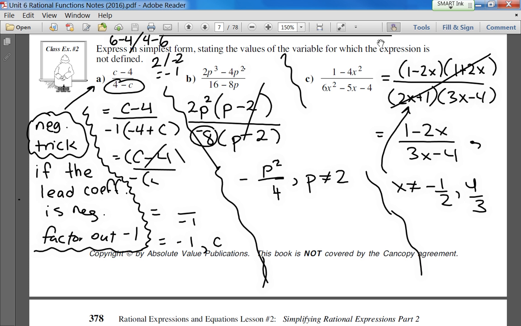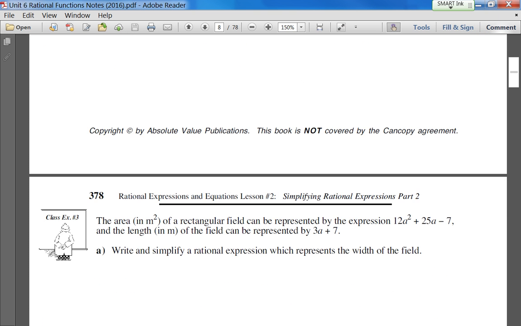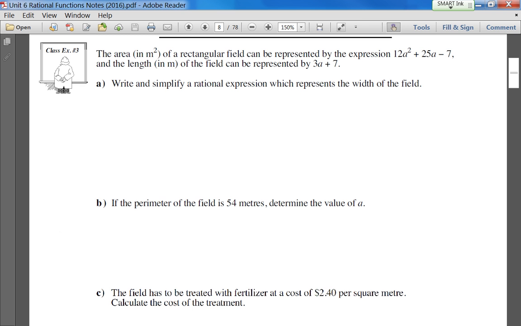How you doing back there? You hate factoring. Surviving? Okay. Yeah, Ethan hates factoring.